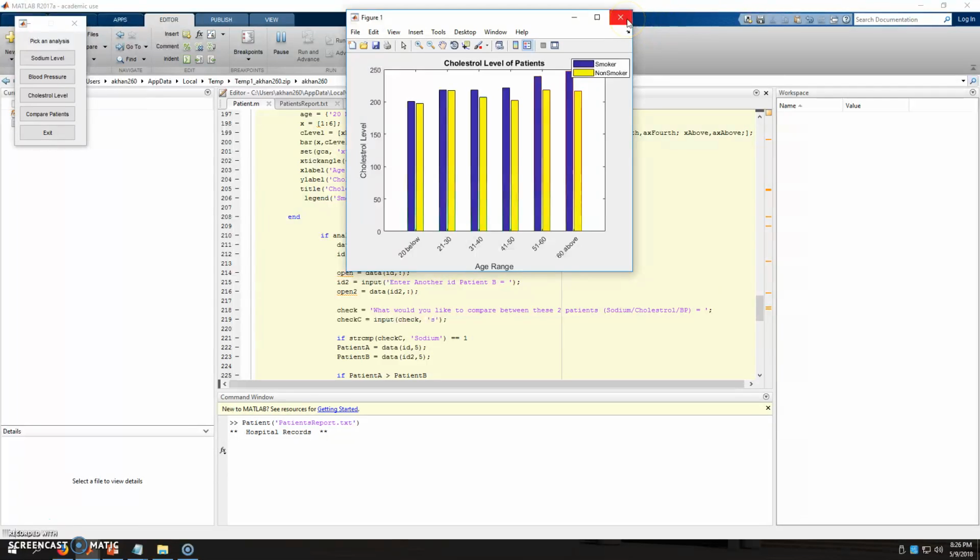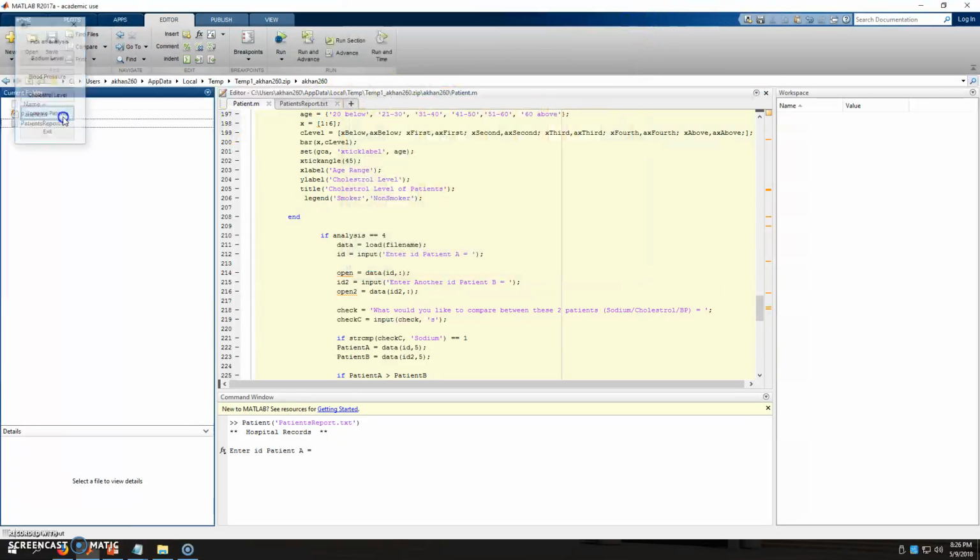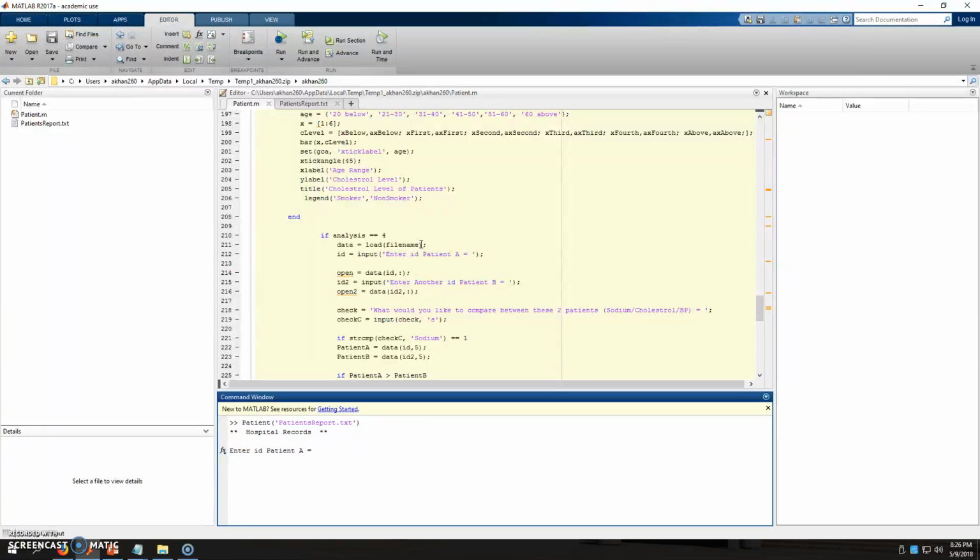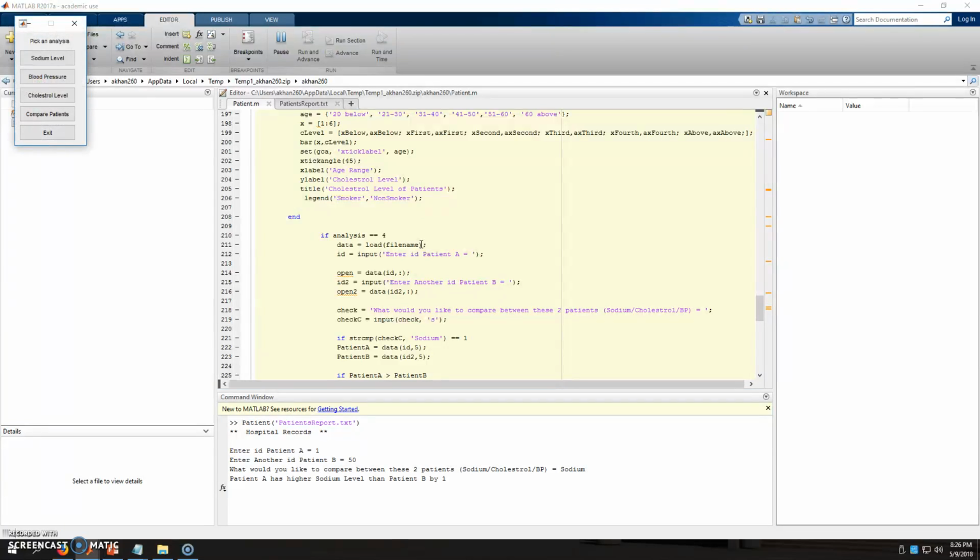Okay, now we're going to compare patients' reports. So patient A ID, let's go with 1, and patient B, 50. Okay, so patient A is 1, patient B is 50. Let's go sodium. Patient A has a higher sodium level than patient B by 1.